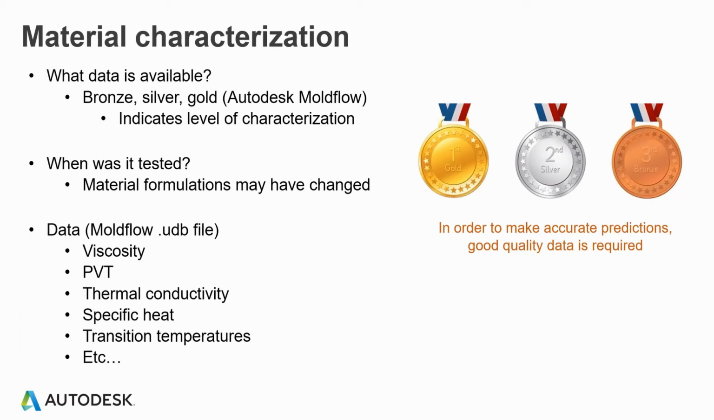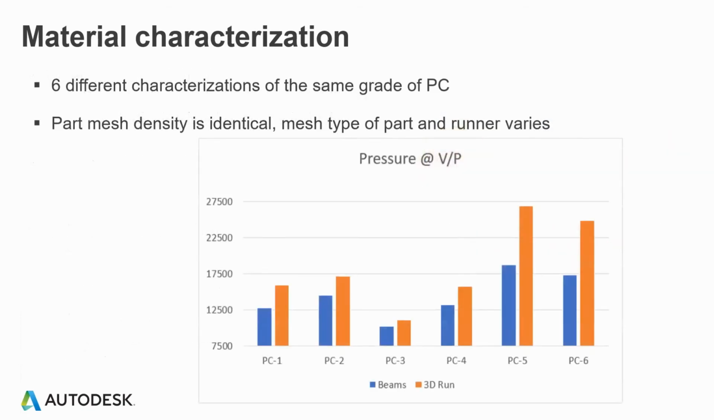Gold-rated resins should give you a lot more confidence in the data that's coming out. Bronze-rated resins tend to be a lot of supplemental, family-averaged data. They can still be used, but perhaps with a little more caution. Now, this is something that is of particular interest to me.